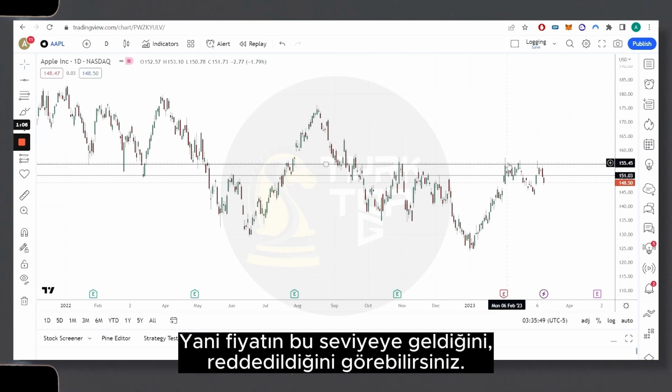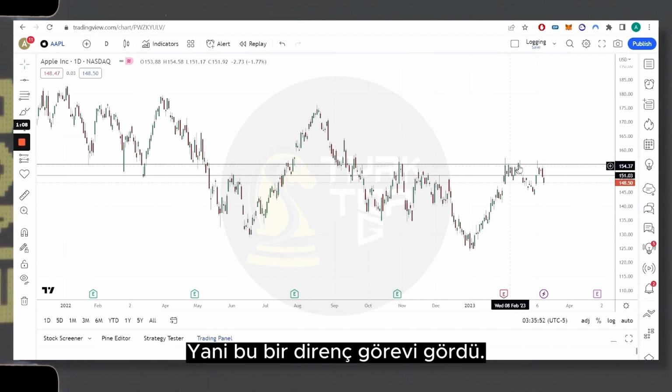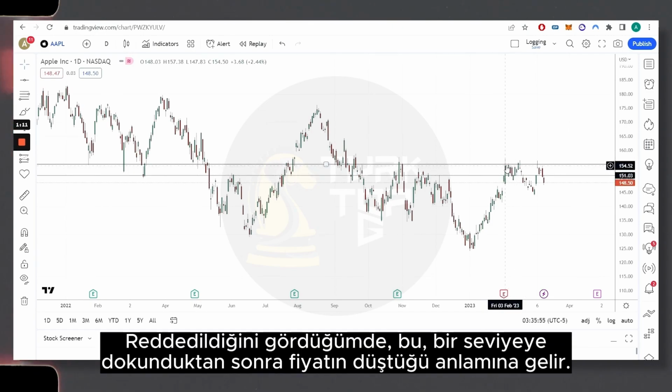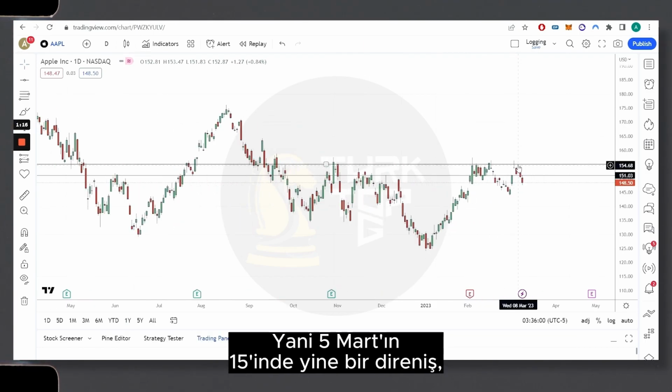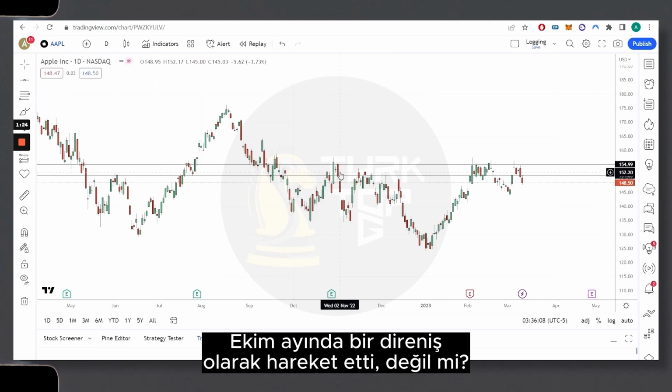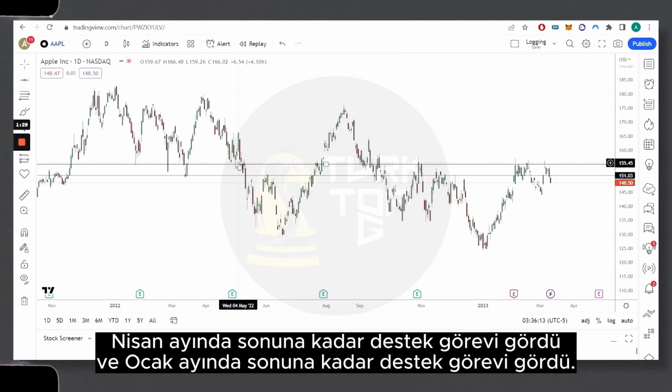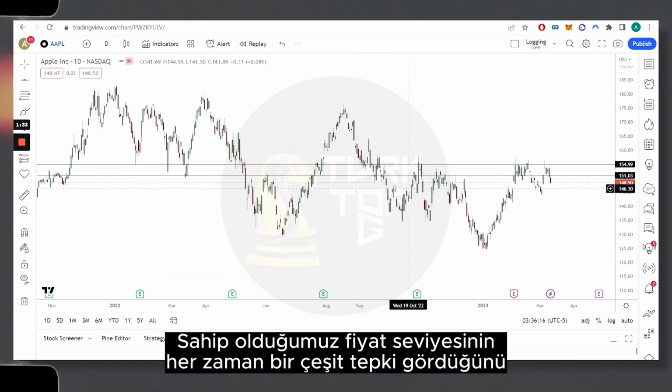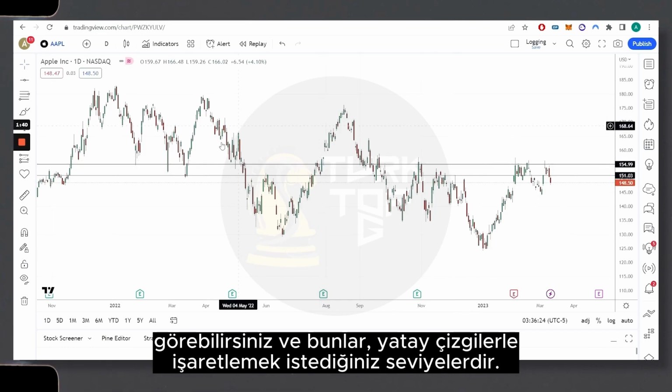So you can see price came to this level, got rejected. So this acted as a resistance. When I say got rejected, it means price went down after touching a level. Acted as a resistance again on the 15th of Feb. Acted as a resistance again on 6th of March. Acted as a resistance back in the day in October, right? Acted as a support all the way in April and acted as support all the way in Jan. You can see that's a price level where price always sees some form of reaction. And those are the levels you want to mark out with horizontal lines.